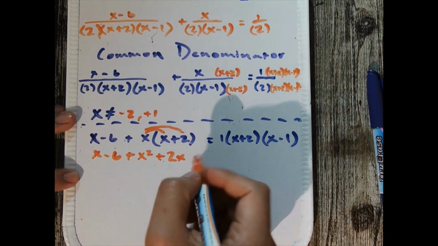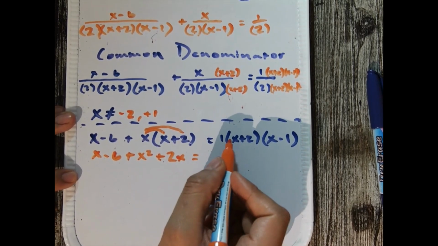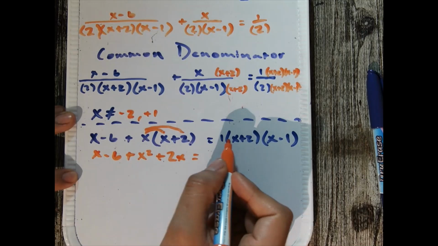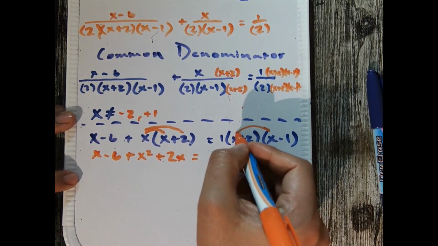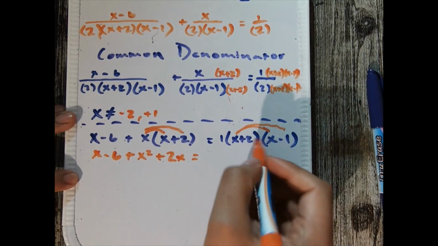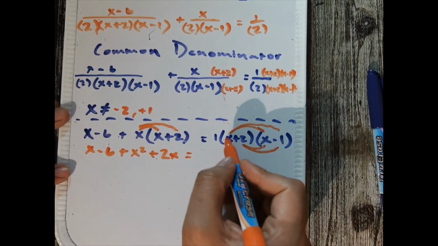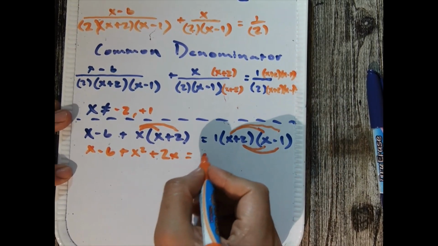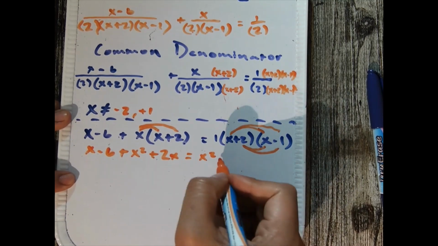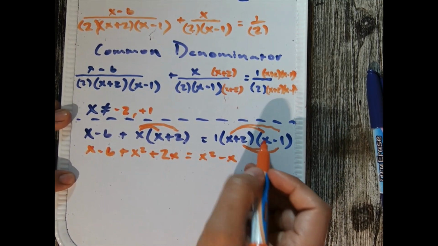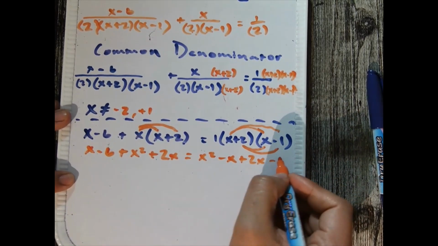Then I distribute on the right side of the equal sign. Here I'm multiplying by 1. Distributing that 1 is not going to change anything, so I'm just going to do my FOIL. X times x and x times negative 1. 2 times x and 2 times negative 1. So x times x is x squared. X times negative 1 is negative x. 2 times x is positive 2x. And 2 times negative 1 is negative 2.